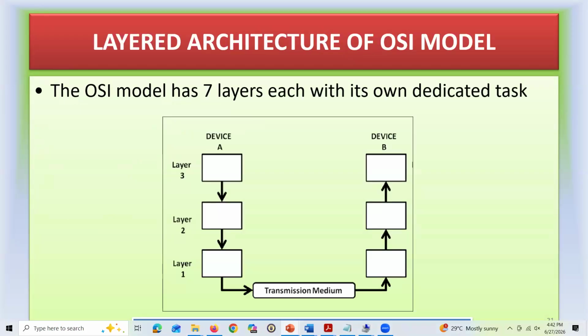Okay, now these layers are subdivided in this form. 3 boxes or 3 layers: upper, middle, and lower. The upper layers comprise of 3 main layers: application, presentation, and session. Then the middle layer is transport, and then the lower layer comprises the physical layer, data link layer and the network layer. They form the lower.